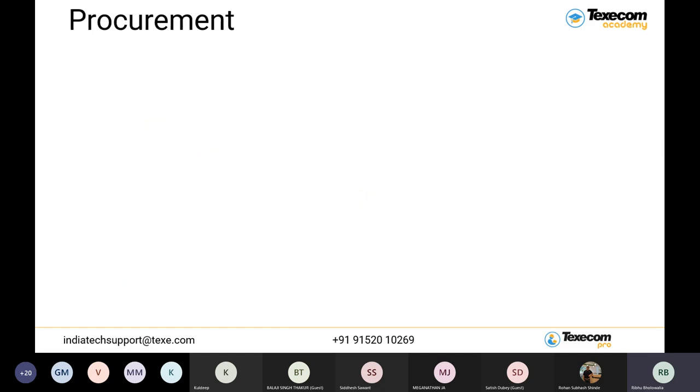Procurement. So now I'm talking about procurement. What do you mean by procurement? It means that, let's say in SBI banks, I want the SBI bank should start using Texecom system. So what is the process? There is a complete process of introducing a Texecom IDS system in a bank. And what is that? Let us see today.